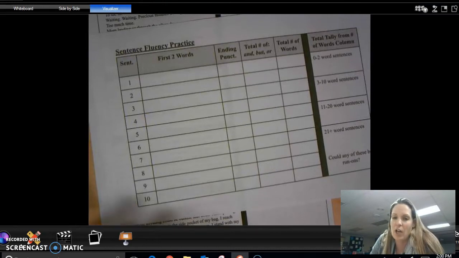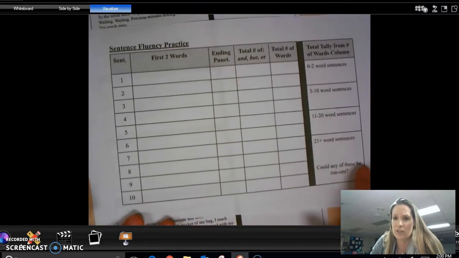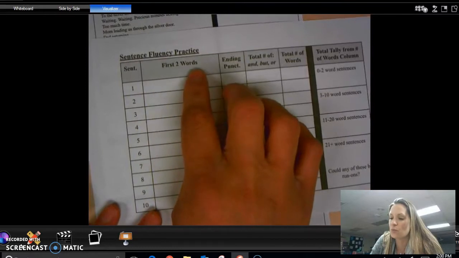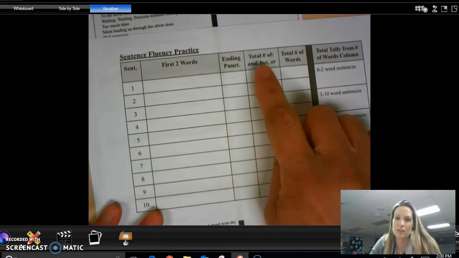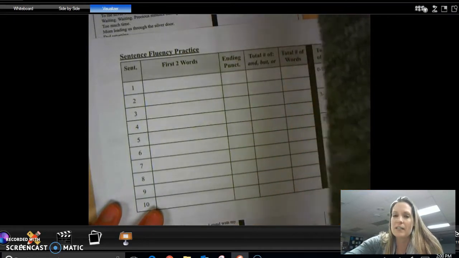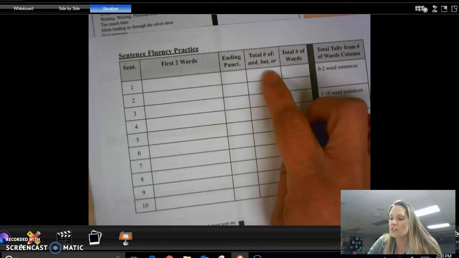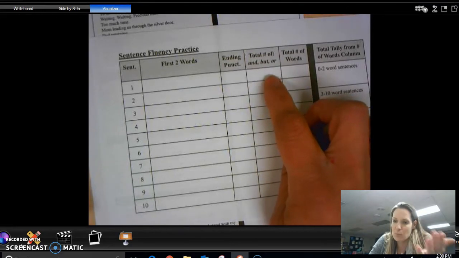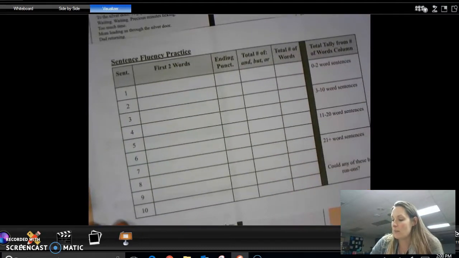The teachers can also help you look at this information and determine trends and where we can work on things. So the way that this works is you see that it says the first 2 words, the ending punctuation, total number of ands, buts, and ors. And the reason this is on here is because I want you to pay attention to these 3 conjunctions, because oftentimes we use these multiple times in a sentence that is actually a run-on. So if you know you have 4 ands in a sentence, it's probably a run-on. The total number of words, which we're going to look at, and then this column is separate.